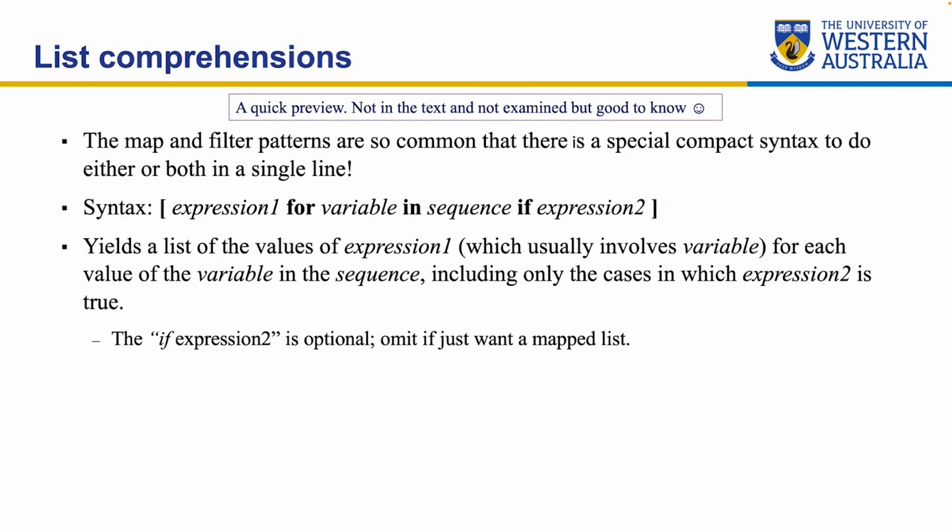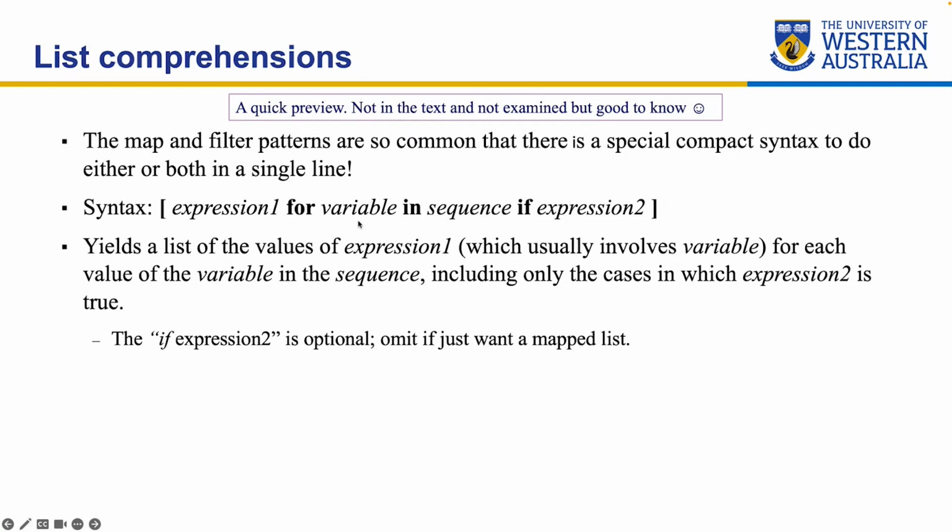So the syntax is quite simple. Expression 1 for variable in sequence if expression 2. Okay, so this is to quickly go over an original given sequence. The sequence is some sort of input. It can be a list, it can be a string, or it can be a range, or whatever you want. And this variable is the one that is iterating over it. Okay, and then expression 1 is your block from the for loop. And you can also add a condition, expression 2, as well.